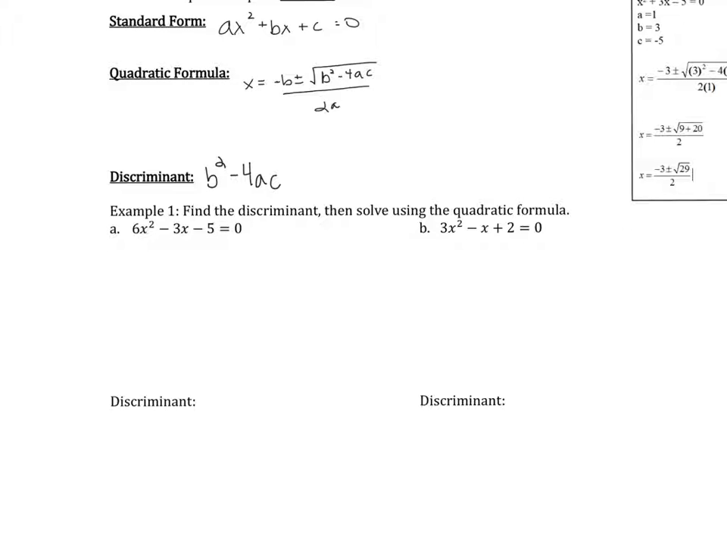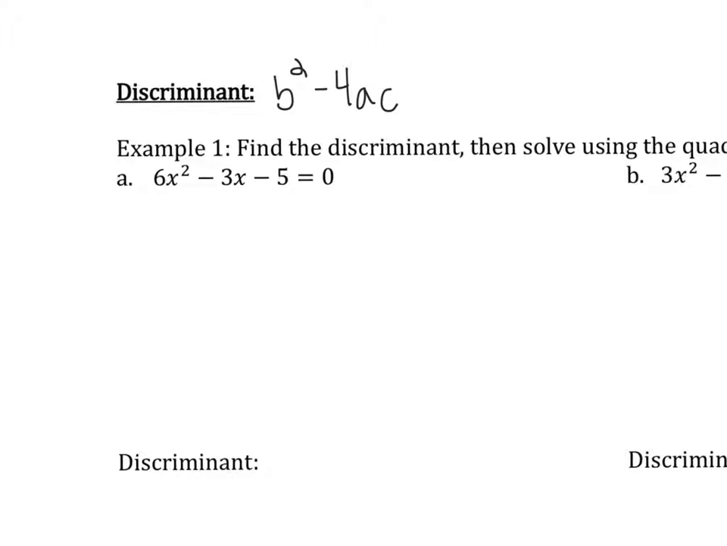So the first thing you want to do is make sure that your a, or the number in front of x squared, is positive. And then you want to make sure one side equals 0. Then we're going to go ahead and identify our a, b, and c. So a, remember, is the number in front of x squared, so just 6. B is the number in front of x, including the sign, so negative 3. And c is the constant, including the sign, so negative 5.